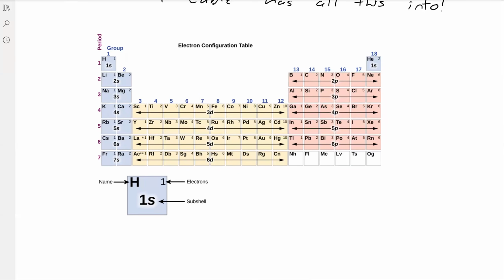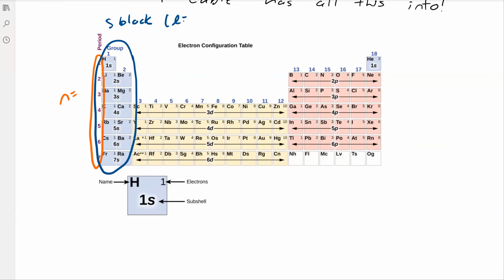So we can see over here on the left, we've got our n values. Right, n equals 1, 2, 3, 4, 5, 6, 7. Right, so there's our n values. Over here in blue, we've got the s block. Right, that's our L equals 0. Remember that there's 2 electrons in each orbital. That's why there's 1, 2 columns there. Don't forget helium is also part of the s block, even though it's all the way over there.